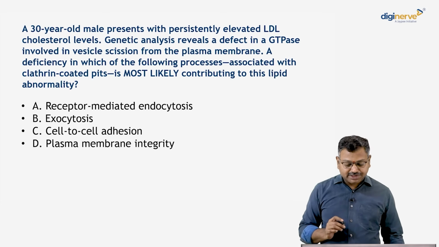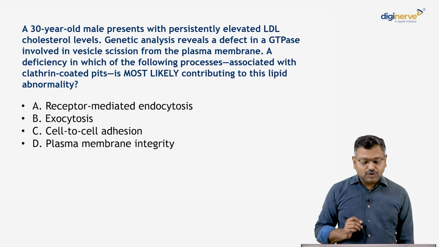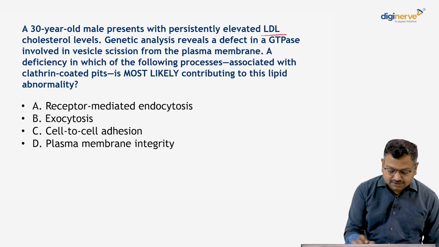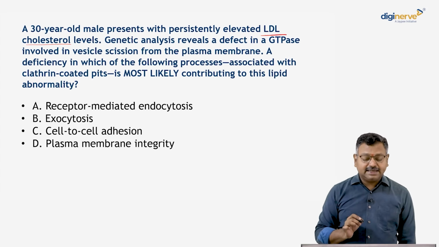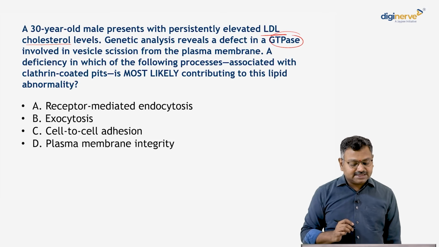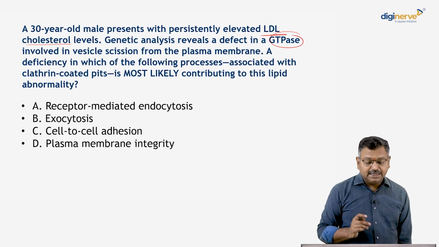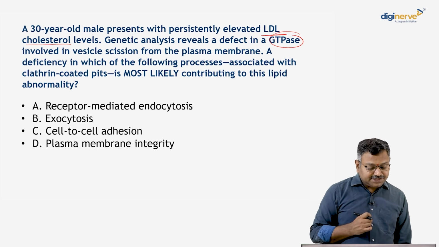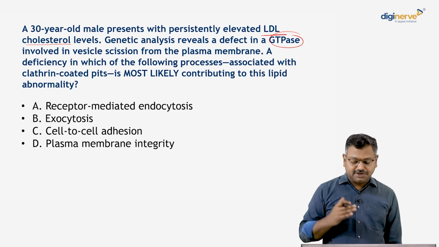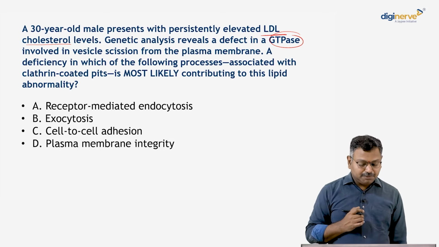Let's go on to the next question. A 30-year-old male presents with persistently elevated LDL cholesterol, and a genetic analysis shows that the GTPase involved in the vesicle scission of the plasma membrane is defective. A deficiency of this is affecting which process most likely in the lipid abnormality? So lipid abnormality has multiple processes.